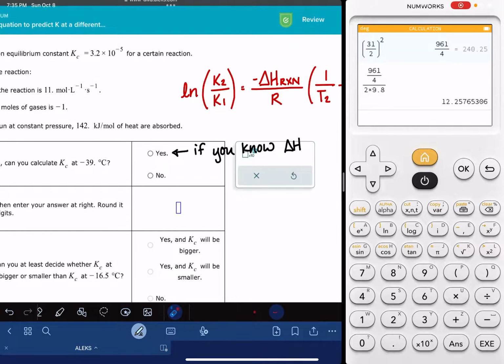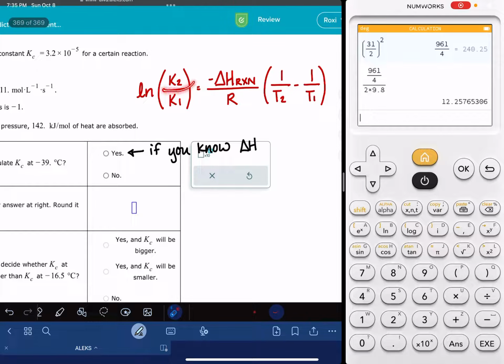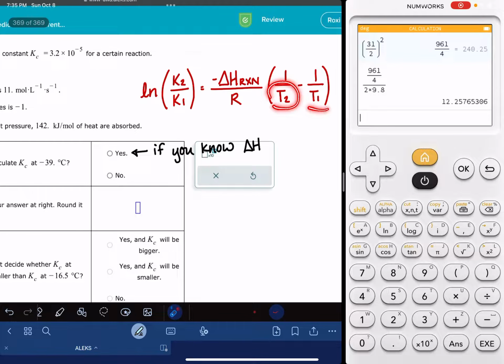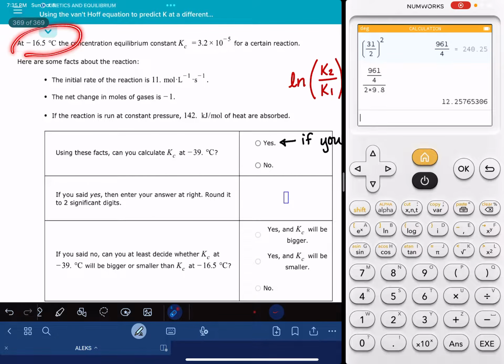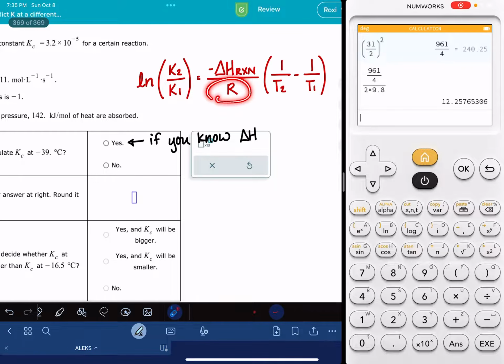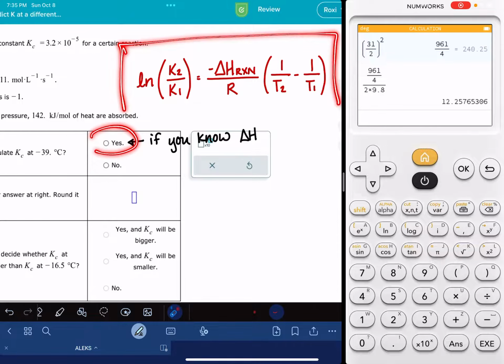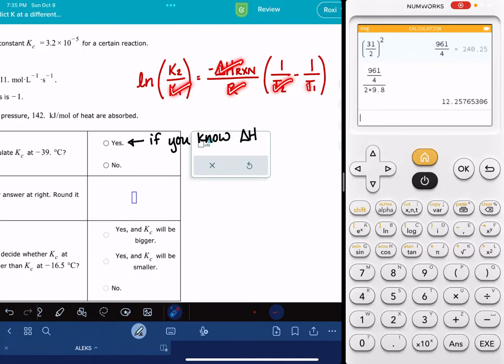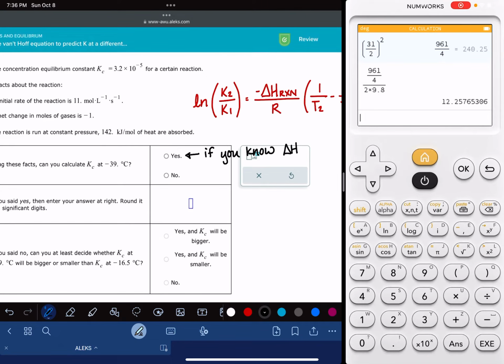In this Van 't Hoff equation, if we can use it, we're going to be using it to solve for K2. ALEKS does provide you with one value of the equilibrium constant. It also provides you with both temperatures. It provides you with the initial temperature that goes along with that initial Kc value, and it's giving you your new temperature. R is a constant. So the only way that you're going to be able to use this equation is if you know K1, delta H, R, T1, and T2. And then you could use it to solve for K2. If you know delta H, then the answer to this question is yes.